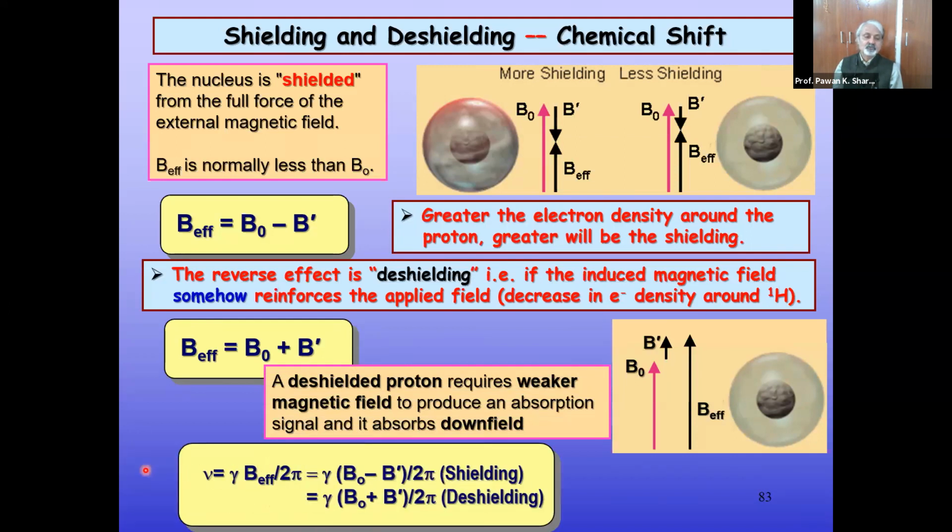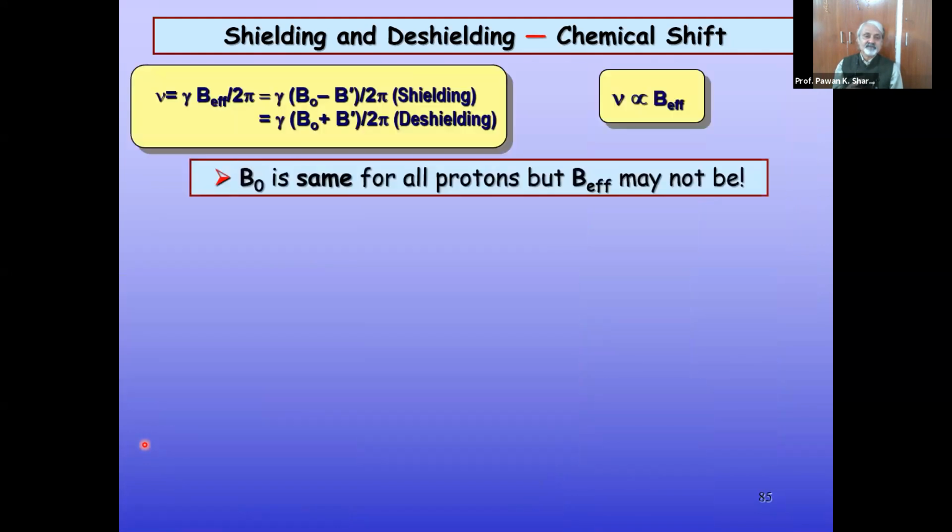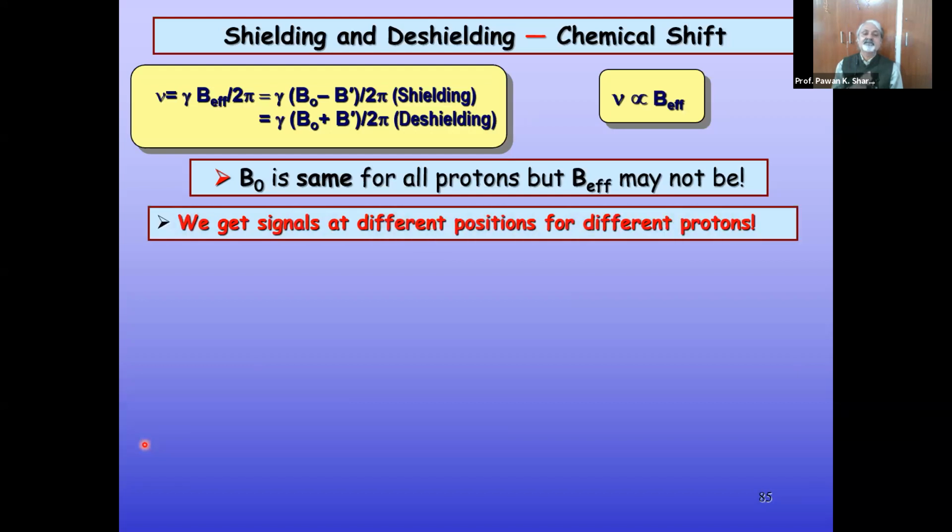Nu is equal to gamma B0 by 2 pi. Now it has been modified to nu is equal to gamma B effective by 2 pi. And B effective for shielding is B0 minus B prime, and B effective for de-shielding is B0 plus B prime. Or we can say nu, the Larmor frequency, is directly proportional to B effective, not directly proportional to B0. So the B0, that is the applied magnetic field, is the same for all the protons, but the effective magnetic field may not be the same.